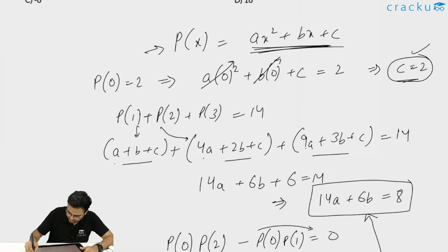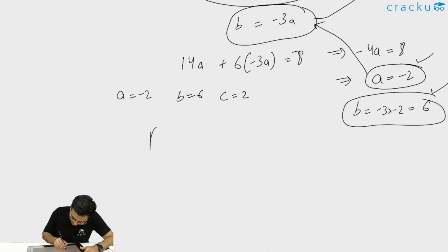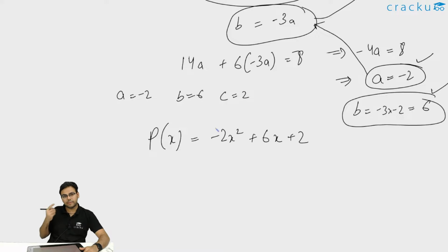So my quadratic equation will be what? P(x) is equal to ax square plus bx plus c. So P(x) is equal to minus 2x square plus 6x plus 2.